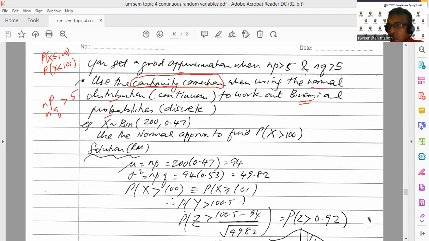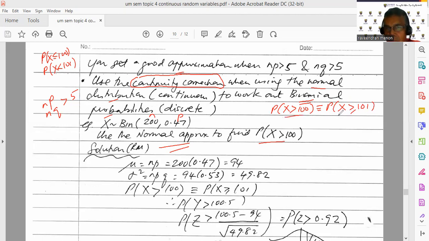Good. Let's work another example. We have X is binomial. They gave me N is 200 and P is 0.47. Use the normal approximation to find this. So probability X bigger than 100 is the same as probability X bigger than 100. When you say X is bigger than 100, where do you start? 101, correct? So now the midpoint will be 100.5.